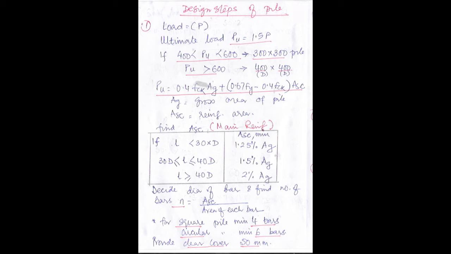Then find the number of bars. How can you find it out? Total ASC means the total reinforcement needed, which you have found out. Now the area of each bar you can find once you have decided the diameter of the bar. From there you can find the number of bars. But please take care that if you are giving a square pile foundation, a minimum of 4 bars are needed, and if you are providing a circular cross section pile, then a minimum of 6 bars you have to provide. Another important criterion: you have to give a clear cover of 50 millimeter. So these are the points, please note them down.